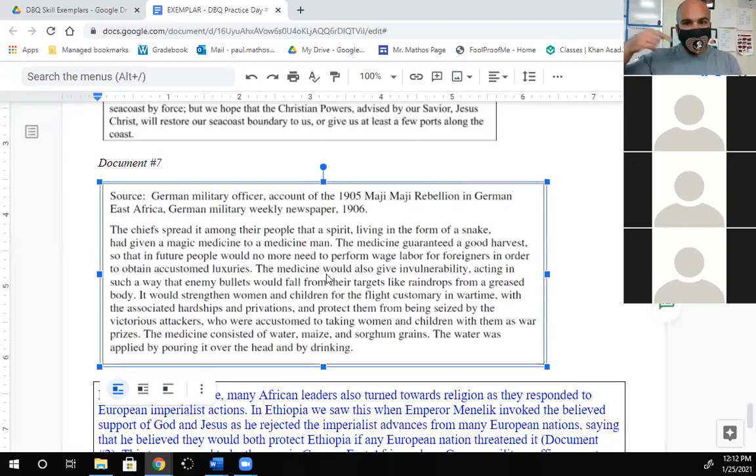Medicine man. If I'm thinking this is a German saying this, he's probably talking about like a village shaman, their holy person. And it looks like they're going through rituals, and that they believe that this medicine would give them invulnerability. It would strengthen women and children. So as far as I'm concerned, what kind of response is this again? Yeah, Berkaya, excellent. Seems like another religious response, except not a Christian response, but a more shamanistic, an African religion response.